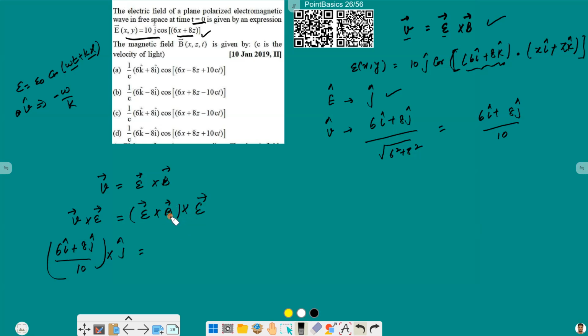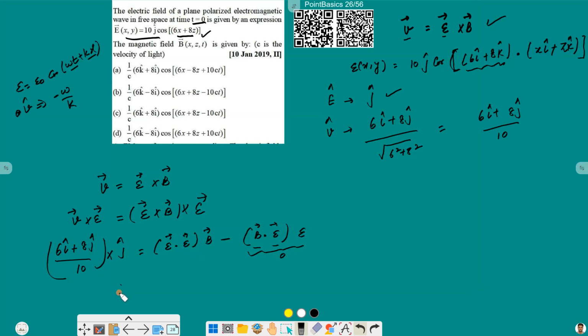Now here we will get E dot E into B, and minus B dot E into E. Now we know that magnetic field and electric field are both perpendicular in case of an electromagnetic wave, so this term will be 0. As we are discussing here regarding unit vectors, the electric field is along j direction, so j dot j will be 1.